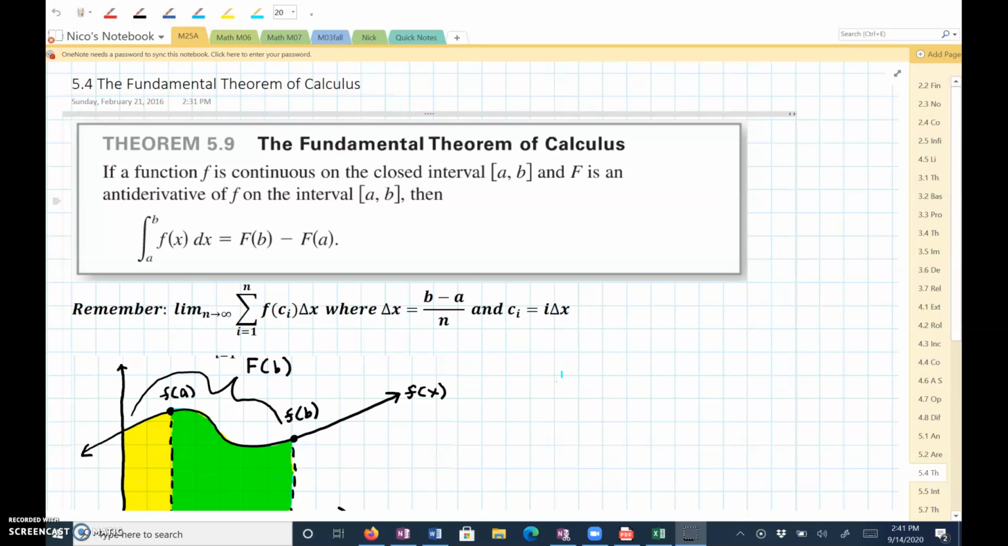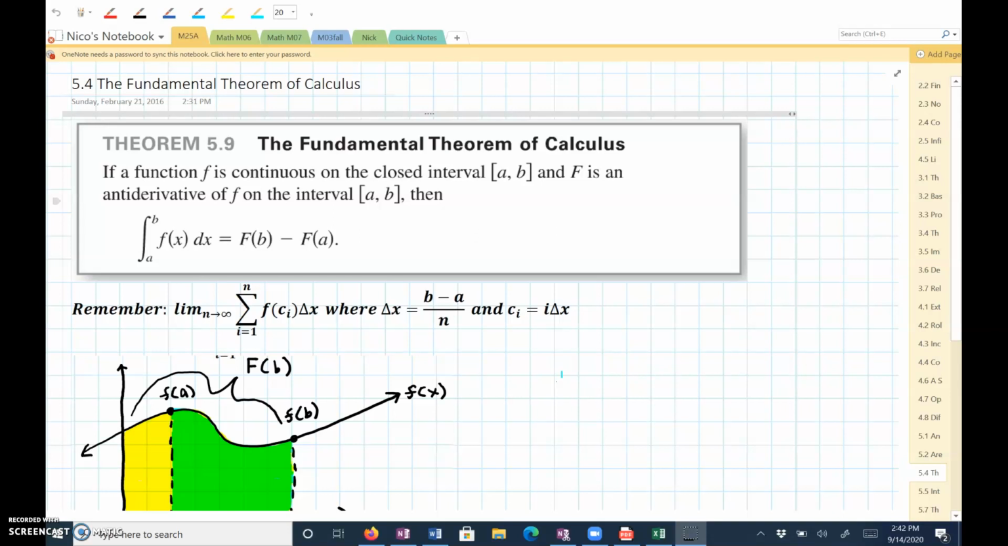5.4, the fundamental theorem of calculus. So here is the theorem. It says if a function f is continuous on a closed interval from a to b, and big F is an antiderivative of f on the closed interval from a to b, then the integral from a to b of f of x dx equals F of b minus F of a.